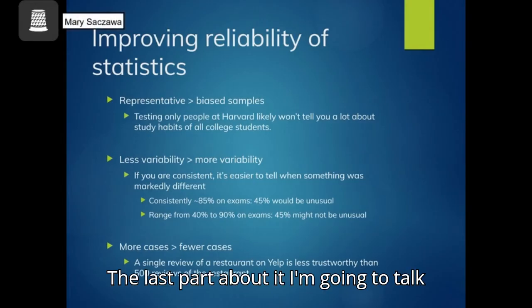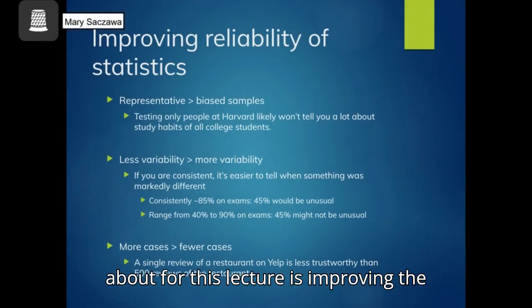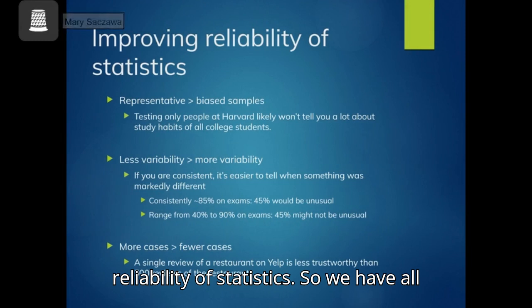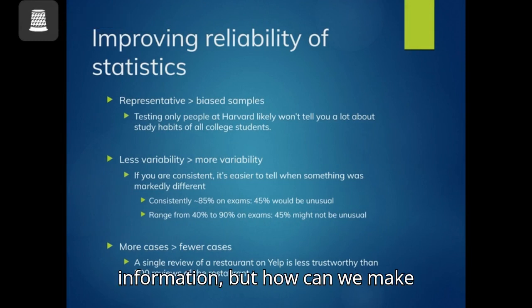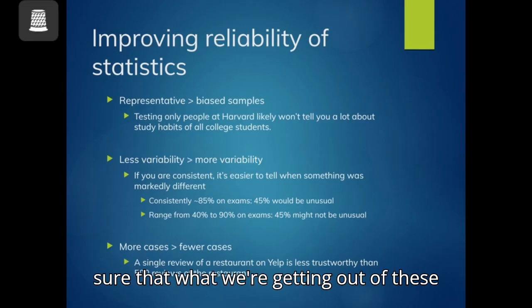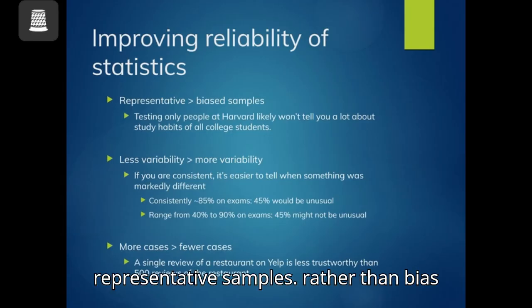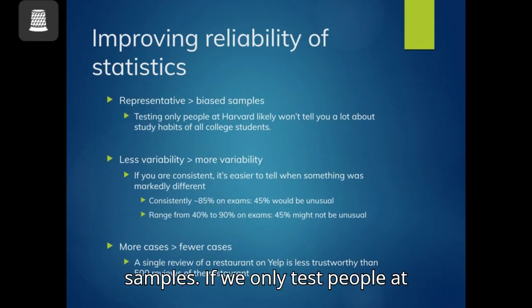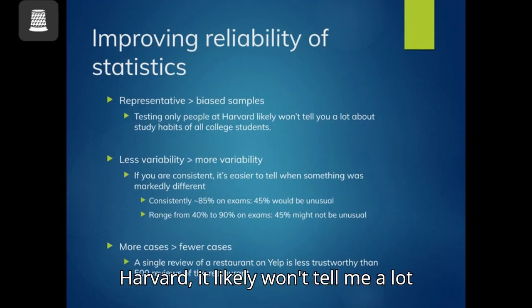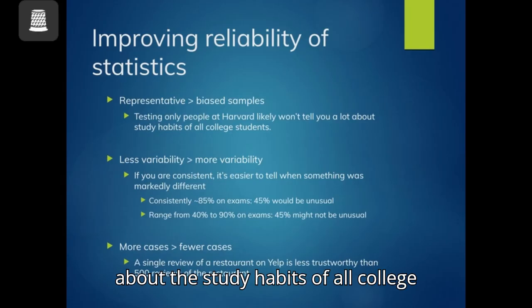The last part I'm going to talk about for this lecture is improving the reliability of statistics. So we have all of these numbers and they tell us a lot of information, but how can we make sure that what we're getting out of these studies is reliable? We want to make sure that we're using representative samples rather than biased samples. If we only test people at Harvard, that likely won't tell me a lot about the study habits of all college students.